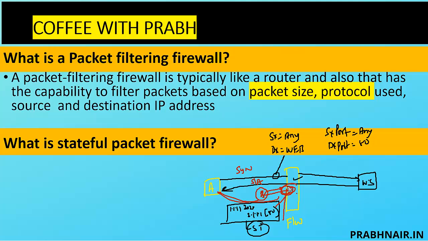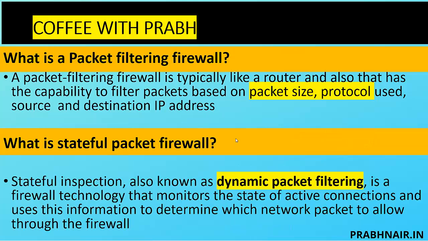But in the stateful packet firewall, we need to create the rule for only one side. It automatically creates a reverse rule because it maintains the state, the information about the connection. It works on layer 3 and layer 4 of the OSI model. Stateful inspection, also known as dynamic packet filtering, is a technology that monitors the state of active connections and uses this information to determine which network packets to allow through the firewall.